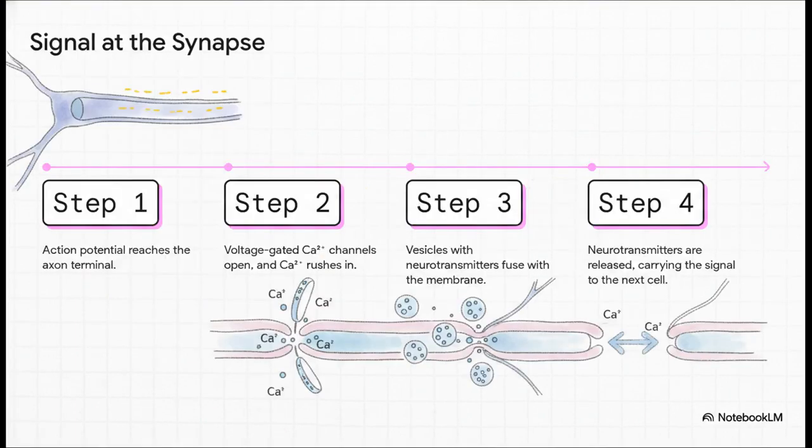But what happens when that electrical wave gets to the very end of the neuron? Well, this is where it gets converted into a chemical signal. First, the action potential arrives at the axon terminal. That arrival triggers new gates to open, this time for calcium. Calcium rushes in, and that acts as the signal for these tiny little bubbles, they're called vesicles, that are jam-packed with chemical messengers. The calcium tells them to fuse with the outer membrane, and poof! They release all those neurotransmitters into the tiny gap, carrying the signal over to the next cell.